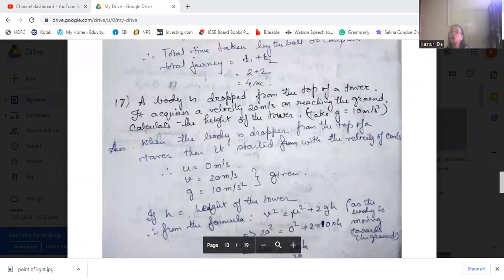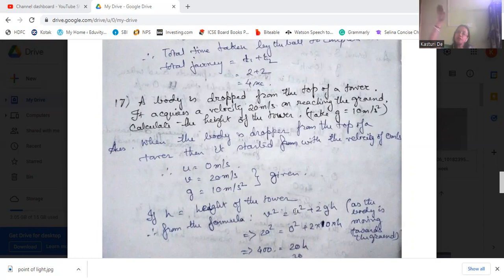Now a body is dropped from the top of a tower. It acquires a velocity of 20 meters per second on reaching the ground. Calculate the height of the tower. Take g is equal to 10 meters per second square. When the body is dropped from the top of the tower, from the maximum height, the initial velocity will be 0. The final velocity is 20 meters per second, and g is 10 meters per second square.